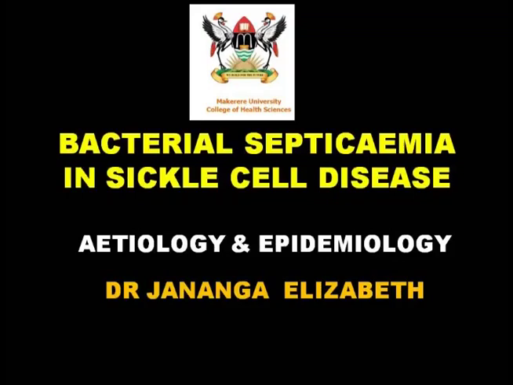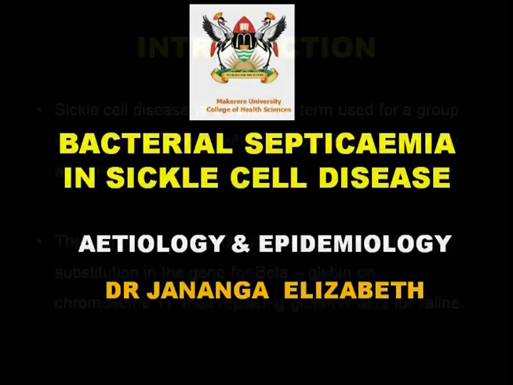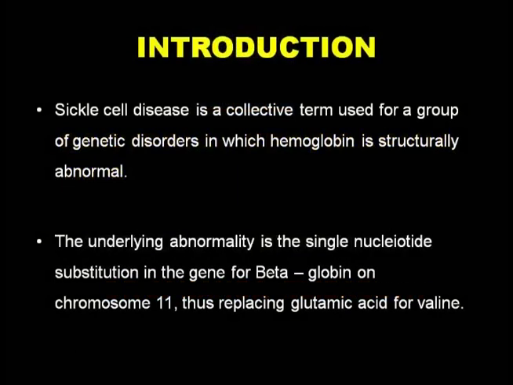So I'm going to present about bacterial septicemia in sickle cell. I'll do the introduction, epidemiology, and etiology. So, introduction: sickle cell is a collective term used for a group of genetic disorders in which the hemoglobin is structurally abnormal. The underlying abnormality is a single nucleotide substitution in the gene for beta globin on chromosome 11, thus replacing the glutamic acid with valine.